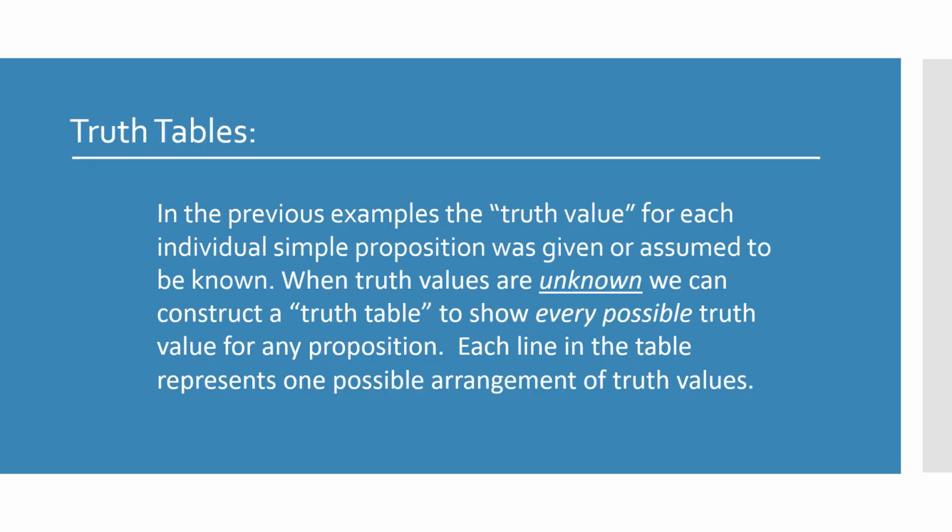Now, in the previous examples that we just went through in this video, the truth value for each individual simple proposition was already given to us, or we assumed, at least in those examples, that they were known. When the truth values are not known to us, we can nonetheless construct a truth table to show every possible truth value for any conceivable proposition, no matter how complex it might be. And each line in the truth table is going to represent one of the possible arrangements of all of the conceivable truth values for that particular statement.